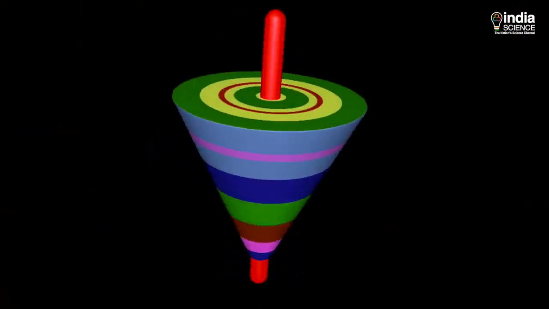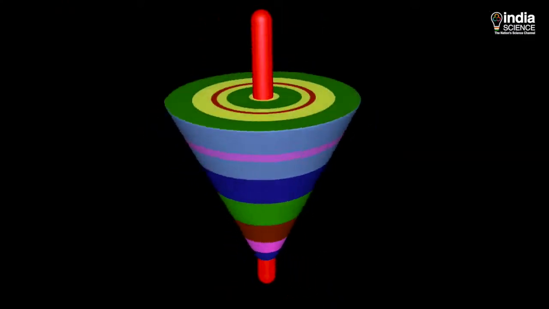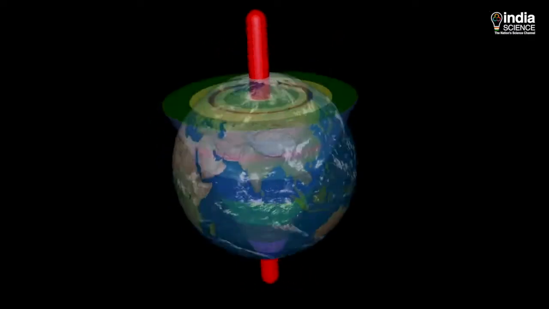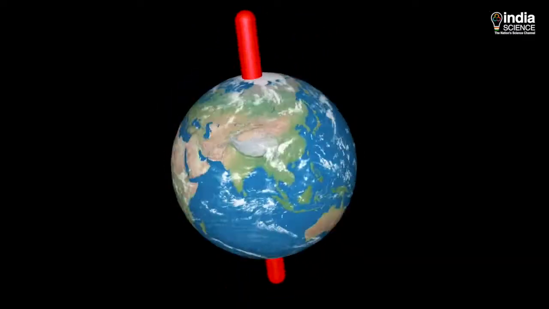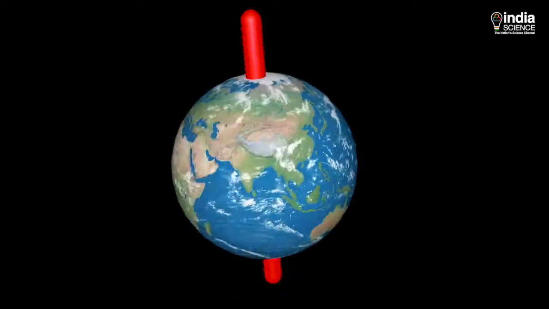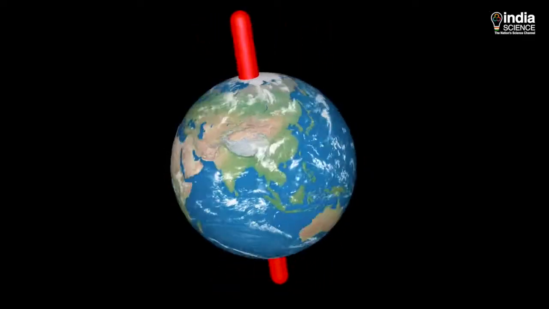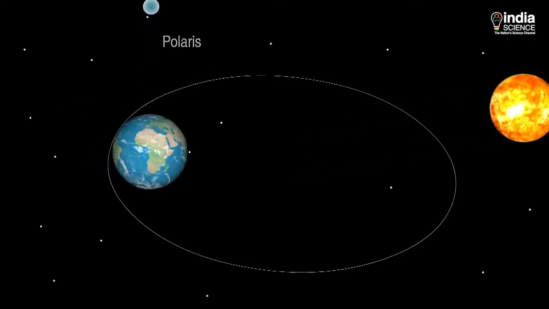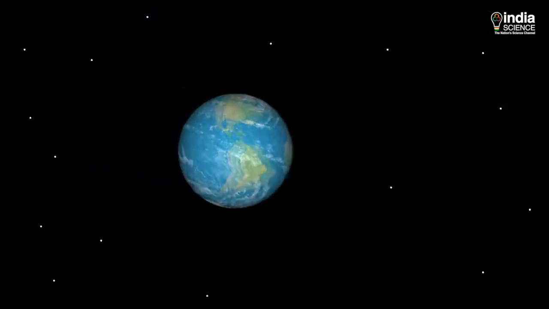Due to the fact that the Earth is not a perfectly spherical body, but has a bulge around the equator, the gravitational pulls of the sun and the moon and the other planets on it produces a certain wobble of its spin axis. The wobble is very, very slow, and it takes 26,000 years to complete one revolution.